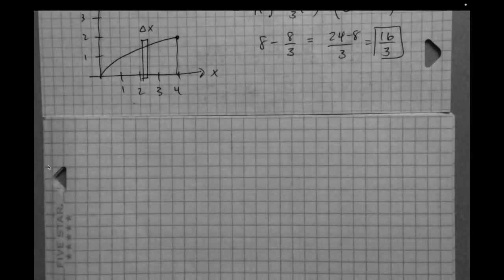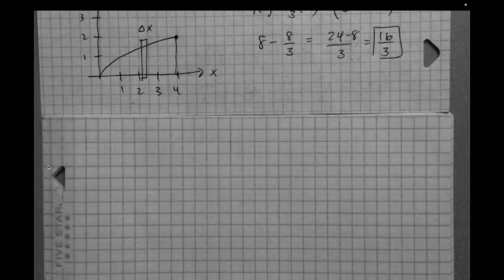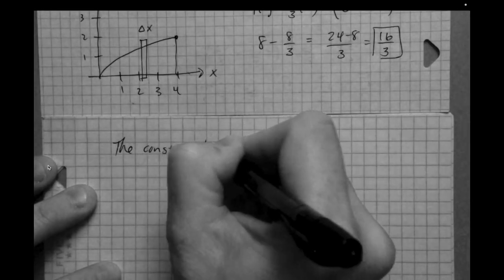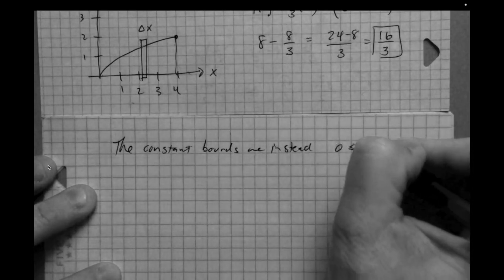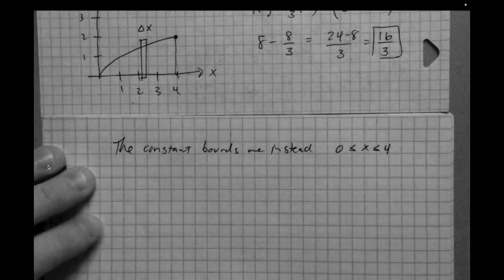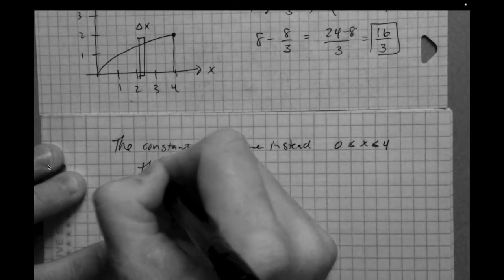Well, what it means is that, by putting this delta x vertical on here, we can see that the constant bounds are going to change from 0 to 2 to instead be 0 up to 4. Right, because this delta x has to go from 0 up to 4. Okay, so these are going to be the outer limits.